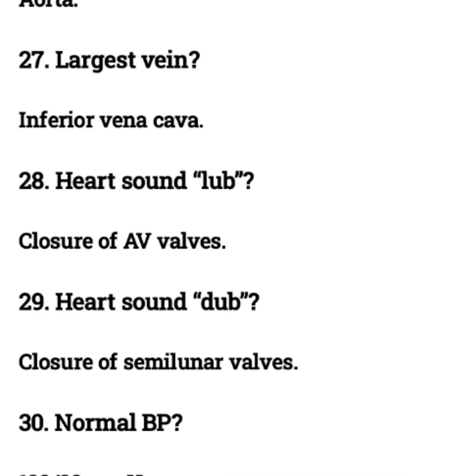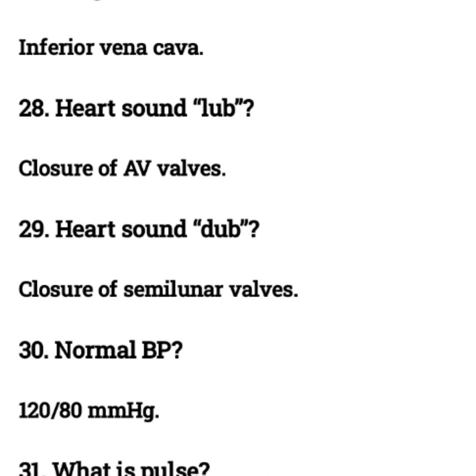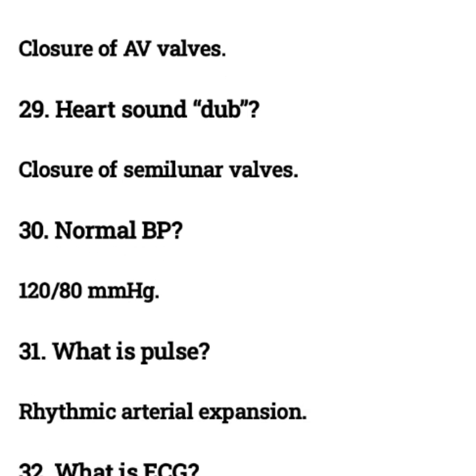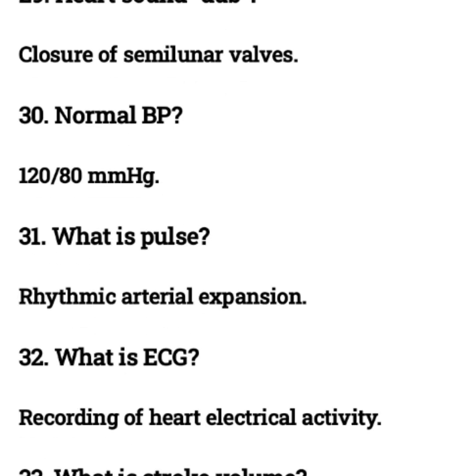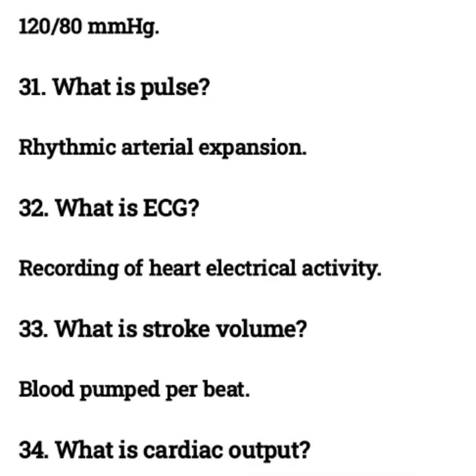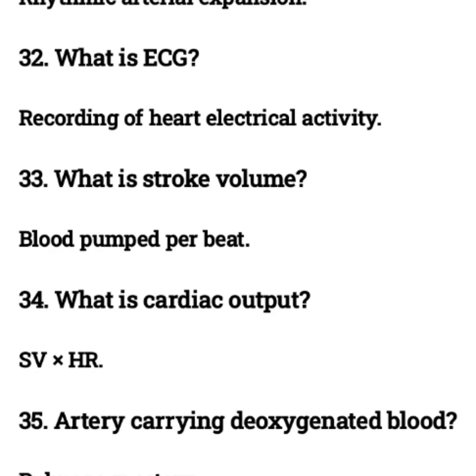Heart sound lub, formed by closure of AV valves. Heart sound dub, formed by closure of semilunar valves. Normal BP, 120 by 80 mm of Hg. What is pulse? Rhythmic arterial expansion. What is ECG? Recording of heart electrical activity. What is stroke volume? Blood pumped per beat. What is cardiac output? Stroke volume into heart rate.